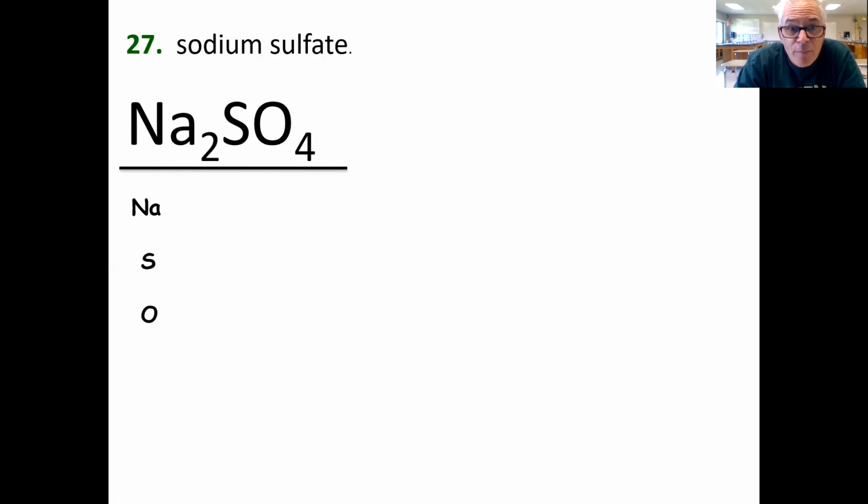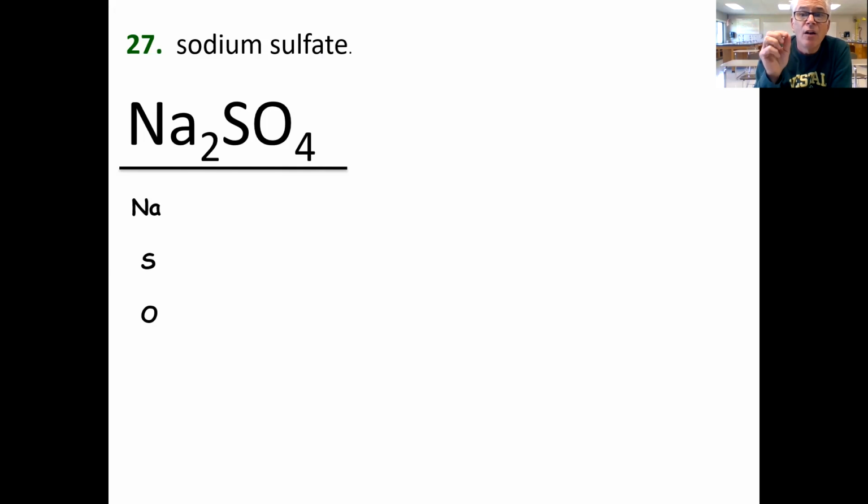Na2SO4. We need 2 sodiums for every sulfate. Now, what do we got in this compound? We got sodium, we got sulfur, and we got oxygen. 3 different kinds of things. How many sodiums? 2. How many sulfurs? 1. How many oxygens? 4.